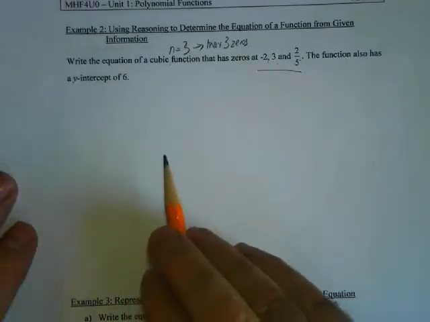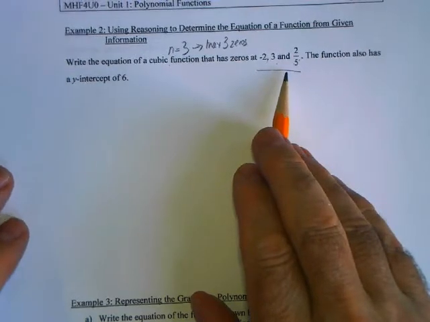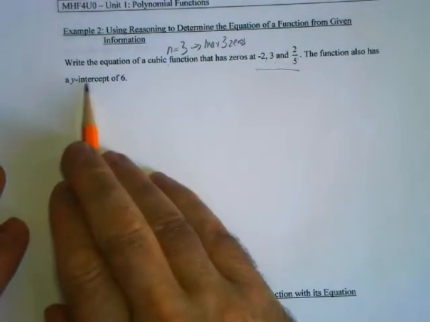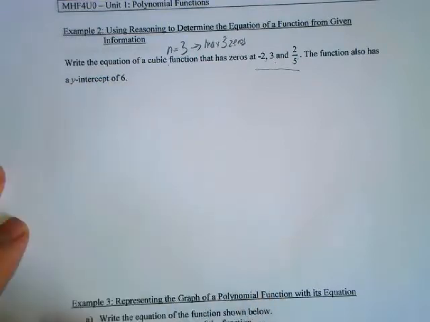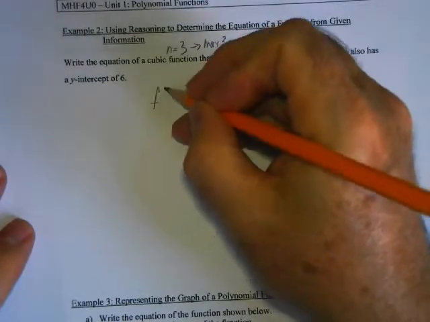Okay, so from this we can now start setting up our equation. The other piece of information we have is the x-intercept, or sorry, the y-intercept. That'll be used in a second. Okay, so I'm going to start writing my equation.